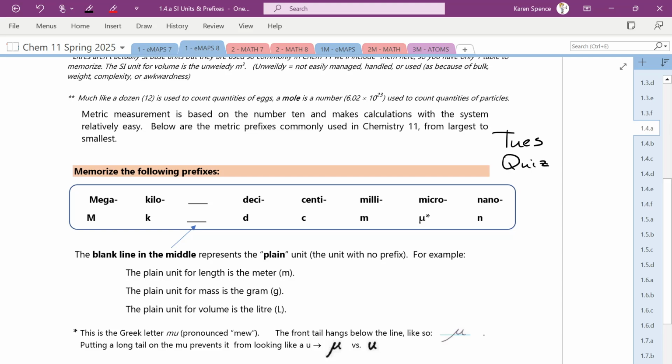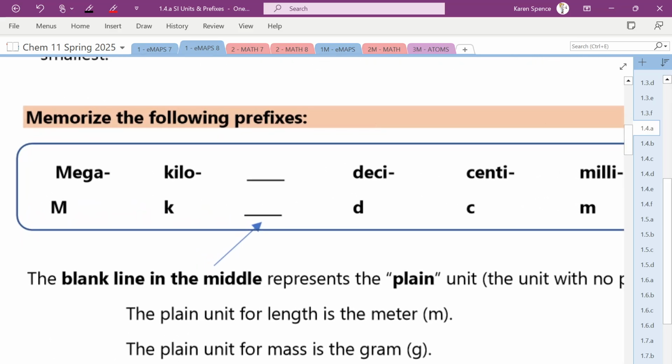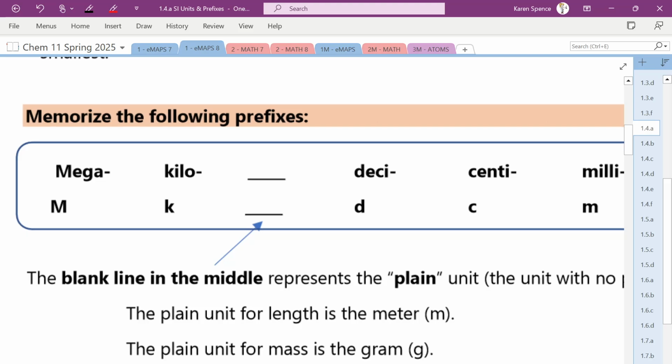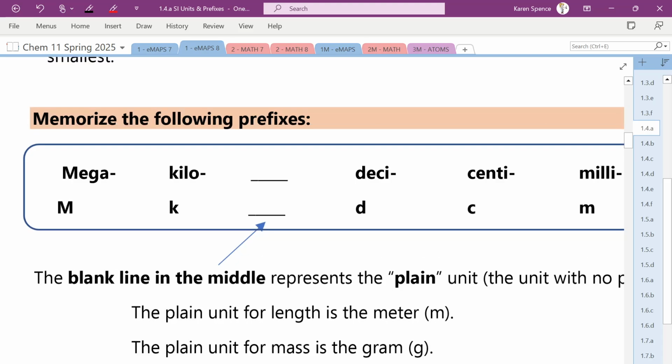I will make it easy. I promise. We have a song. All right. So first of all, these are the metric prefixes. For example, you might have megagrams or kilograms. And then I've left this blank here because there's just regular grams or regular liters or regular seconds or whatever.